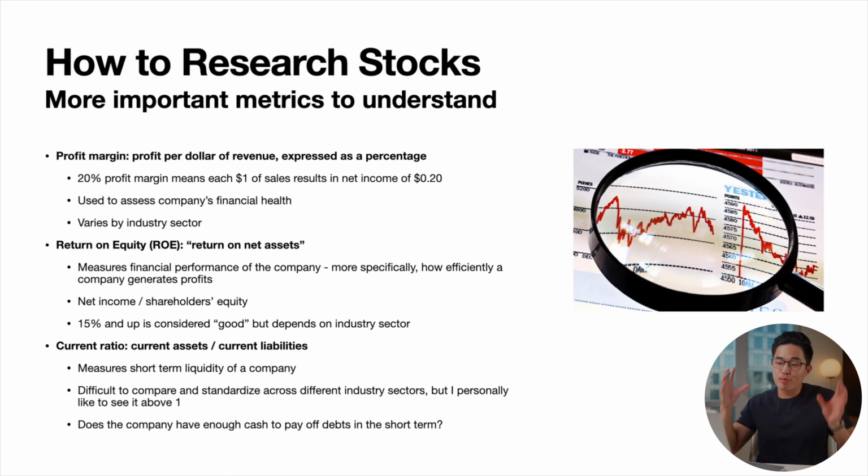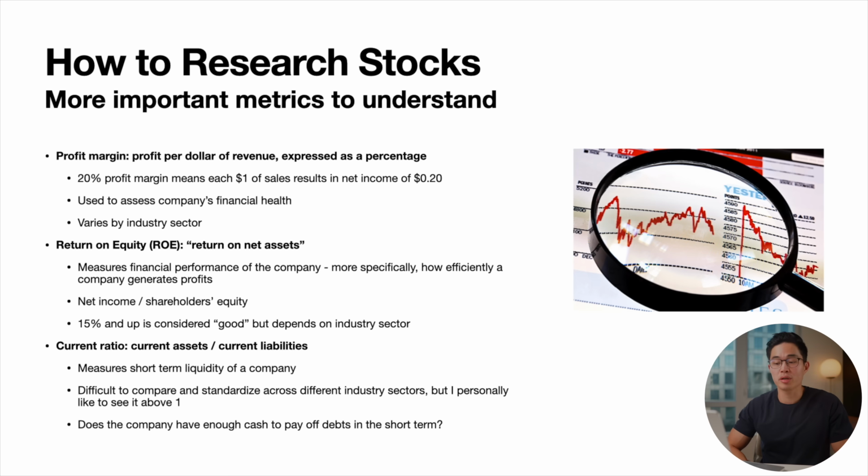Continuing on, we have profit margin, and this is your profit per dollar of revenue expressed as a percentage. So basically, a 20% profit margin means that each $1 of sales results in a net income of 20 cents. Obviously, the higher, the better, and this is usually used to assess a company's financial health. Typical profit margins are going to vary by the industry sector. So for example, tech companies usually have pretty high profit margins versus physical goods companies. Those tend to have lower profit margins.